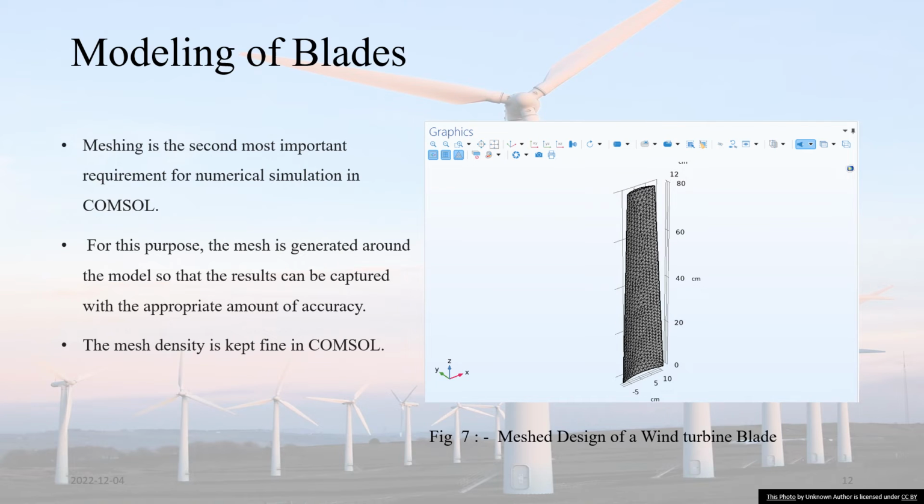One important technique in developing a numerical model for finite element analysis is meshing, and meshing is the second most important requirement in COMSOL. Meshing basically involves generating a mesh around the considered model, and because of this mesh, results can be captured with an appropriate amount of accuracy. In figure 7, we can find the mesh design of the wind turbine blade.